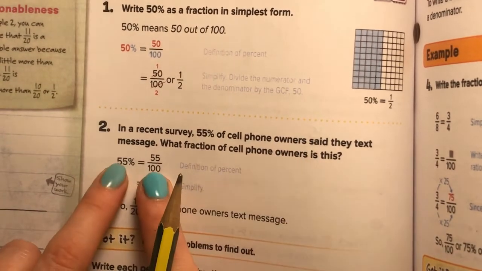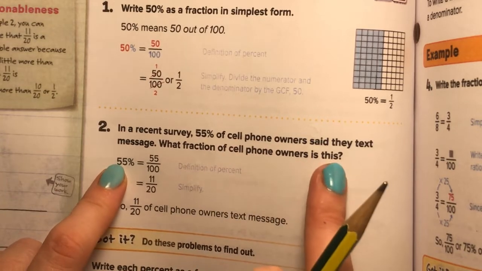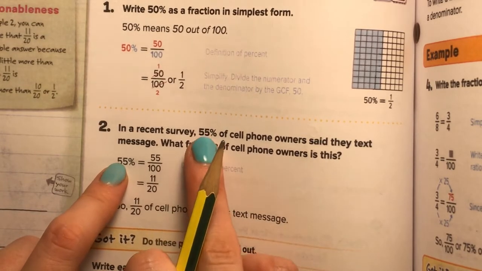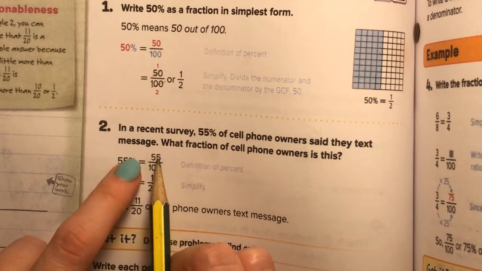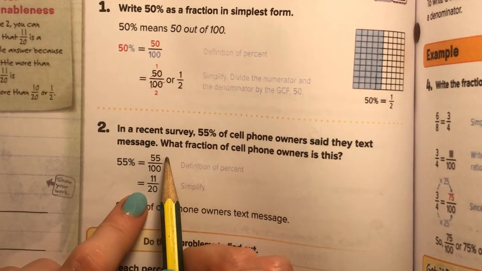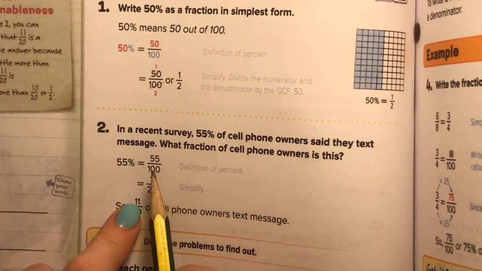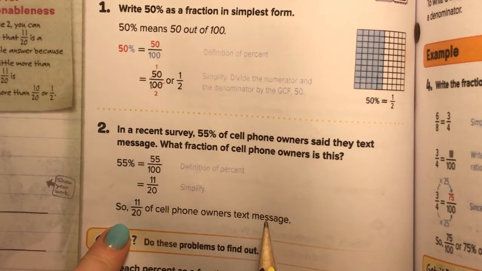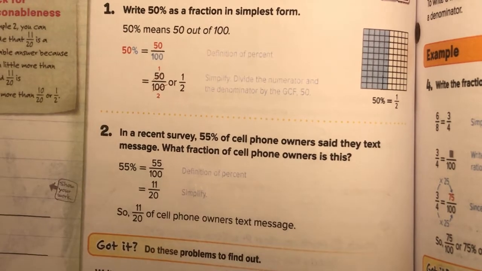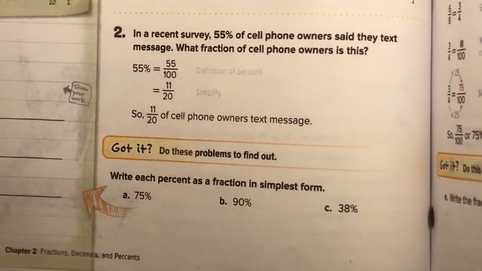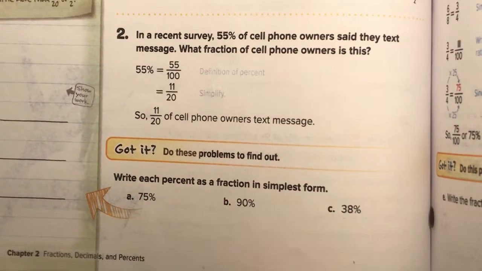55%, what fraction of cell phone owners is this? So 55%, so we're changing it back to a fraction. So 55 out of 100, and then you have to divide by 5, which would give you 11 out of 20. So this is the simplest form. Okay, got it? So write each percent as a fraction in simplest form.